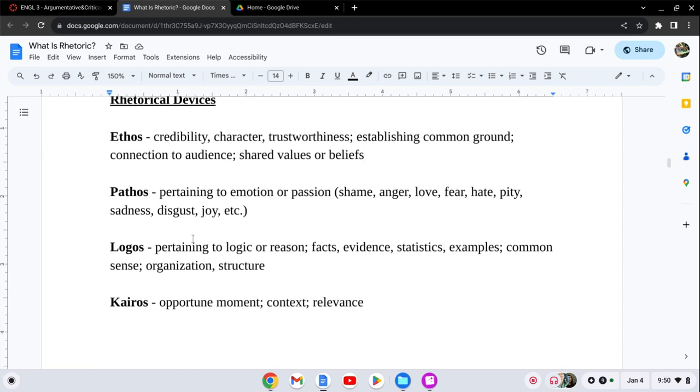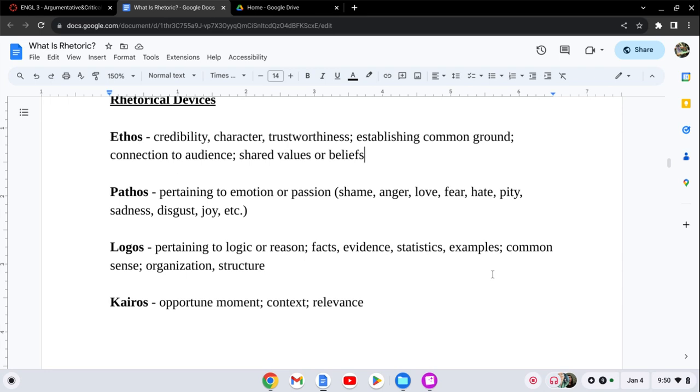Then the next one here is logos, and this is logical appeals. This refers to logic or reason, right? So whether or not something makes logical sense. So in writing, in speaking, for delivering a presentation, whatever it might be, when we're trying to incorporate logos, it means that we're basing our ideas on facts. We're incorporating strong, good evidence. We're incorporating examples and statistics, things that kind of demonstrate that what we're saying is based on good logic, good reason, right?